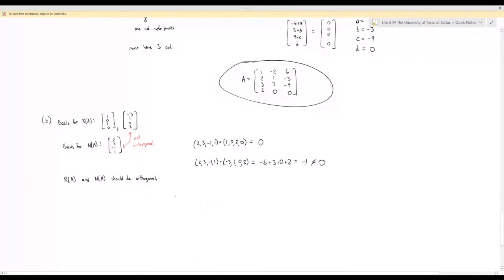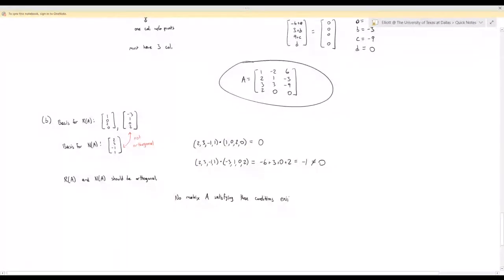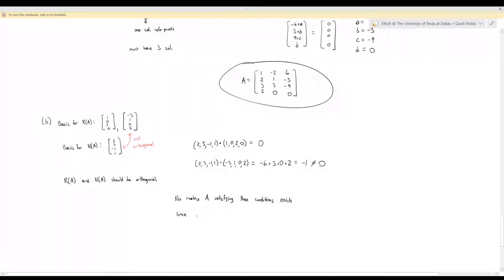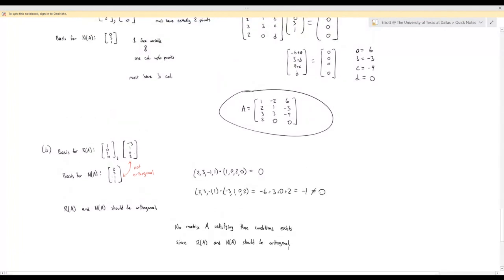So maybe let's write out this. So no matrix A satisfying these conditions exists, since the null space and the row space have to be orthogonal to each other. Okay. But in this example, we saw that they were not orthogonal. Okay. All right, so I'll end my review with that.